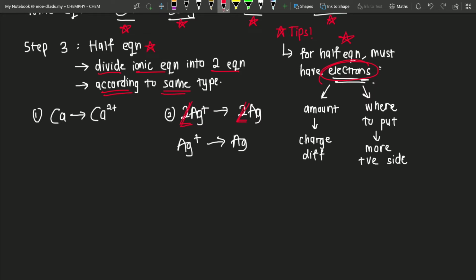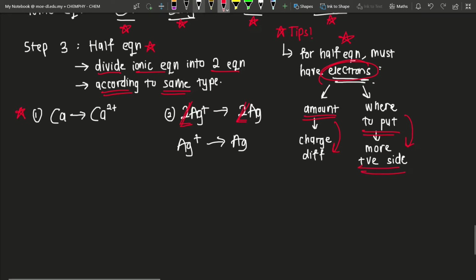So you guys must know how many electron you need and where to put the electron. So the amount of electron needed is determined by charge difference. Where to put the electron is determined by the more positive side. You guys will put your electron at the more positive side. So let us take a look at the first half equation, calcium.